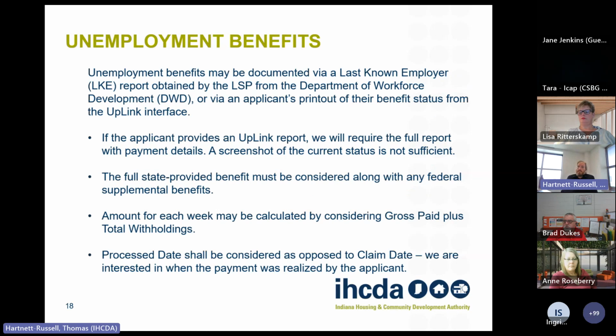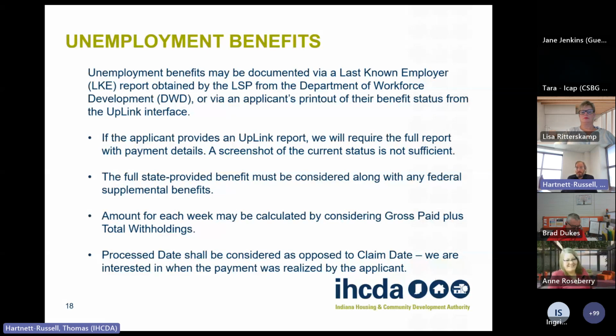Unemployment benefits is what we will be reviewing next. Unemployment benefits may be documented via a last known employer, or LKE, report obtained by the subgrantee from the Department of Workforce Development, DWD, or via an applicant's printout of their benefit status from the uplink interface. Note that if the applicant does provide their own uplink report, they do need to provide the full report with payment details. A lot of applicants will just take a screenshot of their current status. That is unfortunately not sufficient.